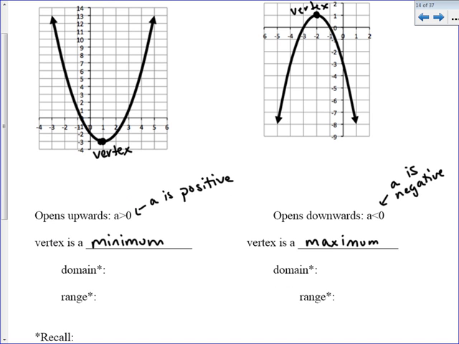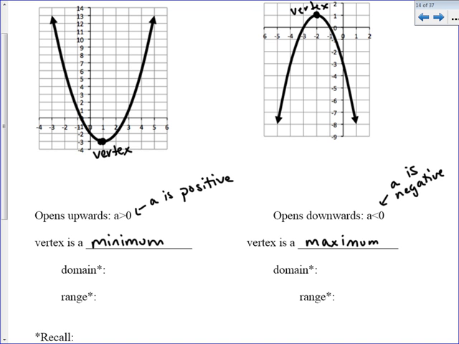So when you get to those questions, 39 and 41 on your homework, and it says, does this graph have a minimum or maximum, and it just gives you the equation, what you're looking for is, does it open upward, so it has a minimum, or does it open downward, so it has a maximum?